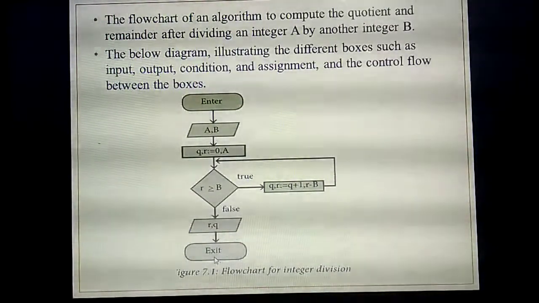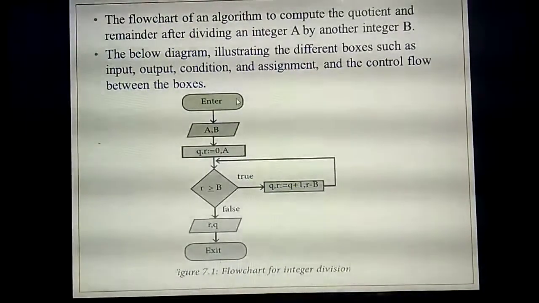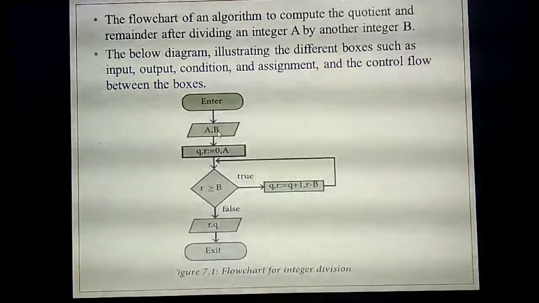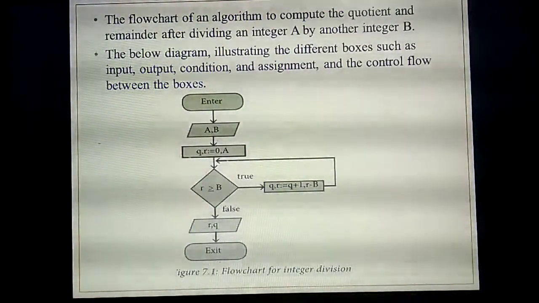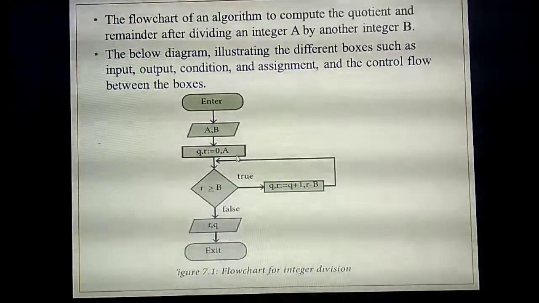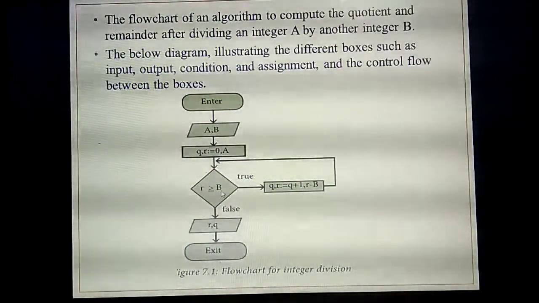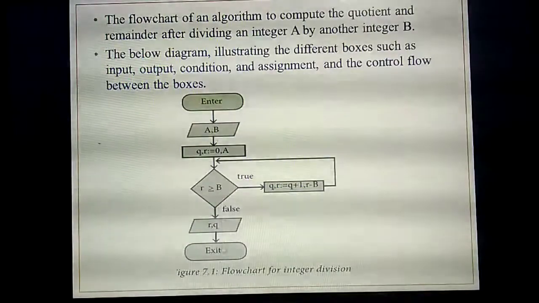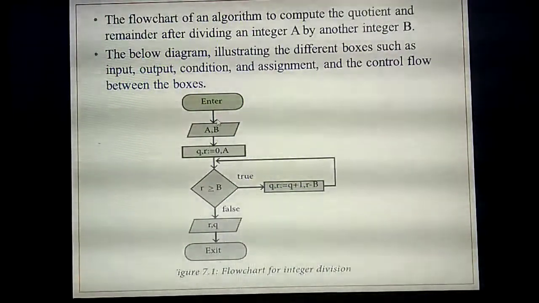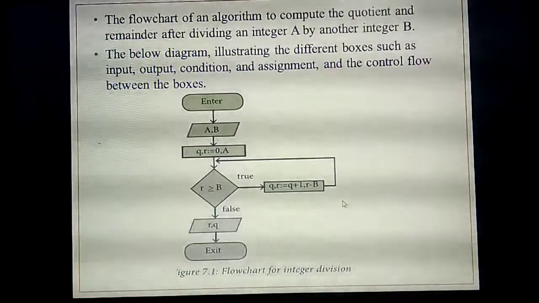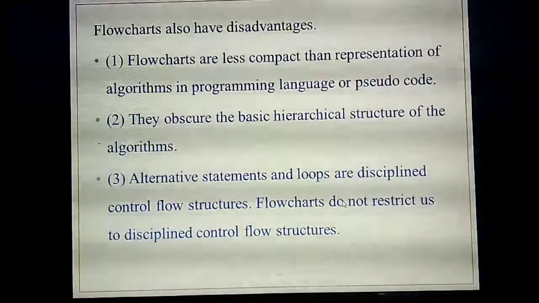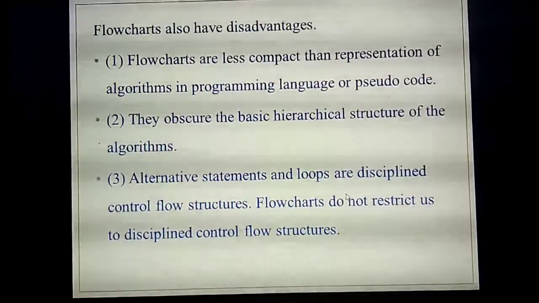Understand? So what are the boxes you see here? Start with a round corner box, enter, then inputs. This is the input A comma B, in a parallelogram. This is the output R comma Q, also a parallelogram. Statements you need to give in a rectangular box. Then the condition you need to give in a diamond shaped box. Finally you will exit. Arrow marks always point outside. The conditional box has only 2 arrow marks, either true or false. Understand?